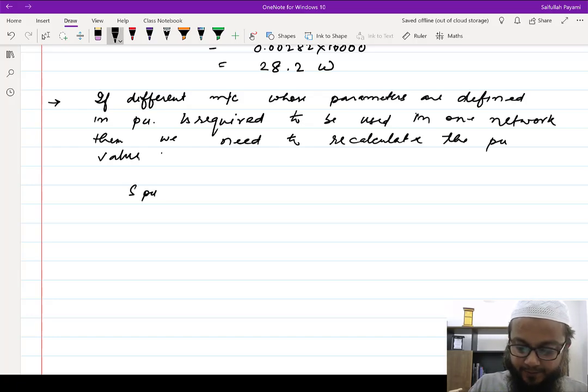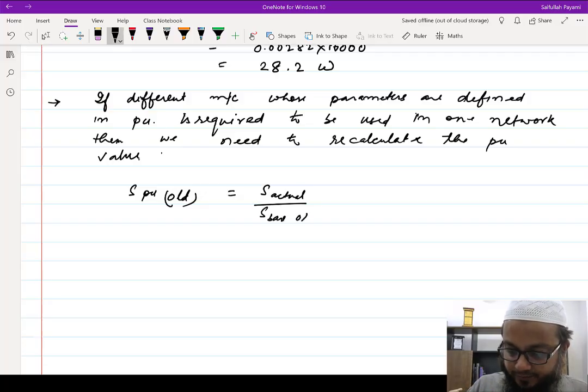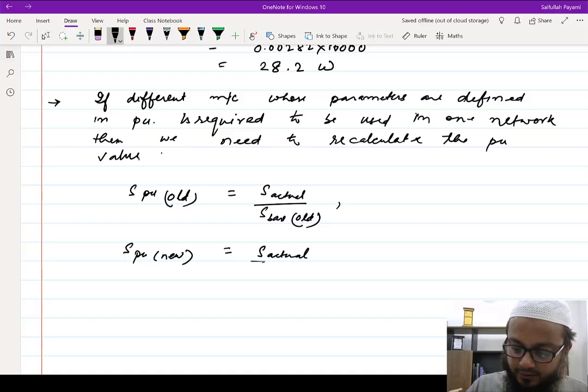So let's say S per unit old is S actual upon S base old, and V per unit would be similarly defined with its base, and let's say S per unit for the new system would be S actual upon S base new.